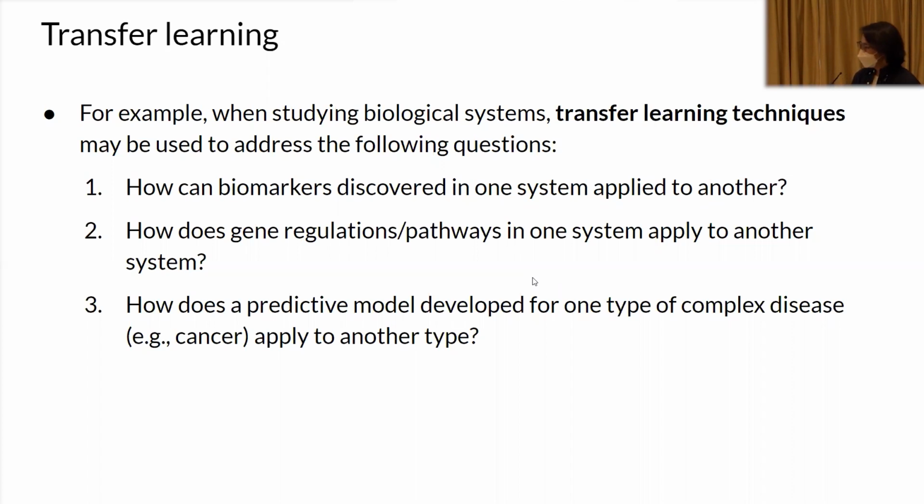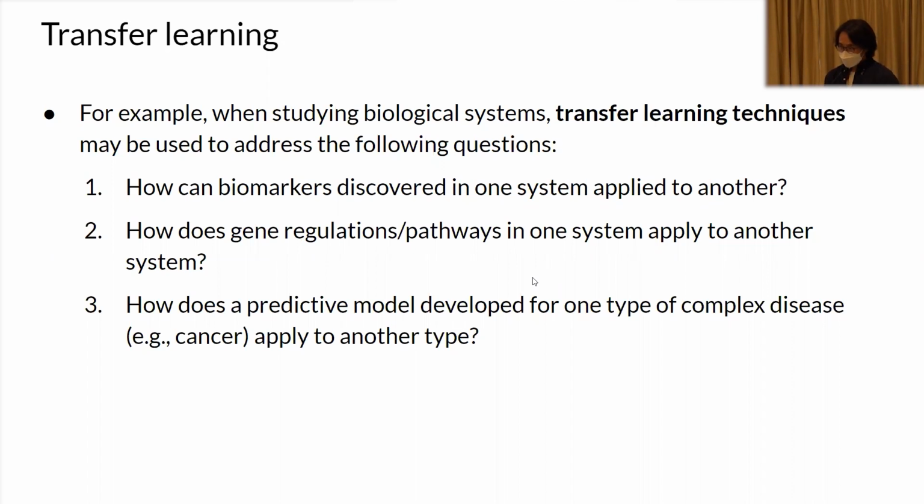How can gene regulation or pathways studied in one model organism be used to study another organism? Can we transfer knowledge in a more rigorous and robust manner? Or how can a predictive model developed for one specific type of disease be applied to another type of disease, or another class or type of the same disease? Those are many of the things that motivate the study of transfer learning.